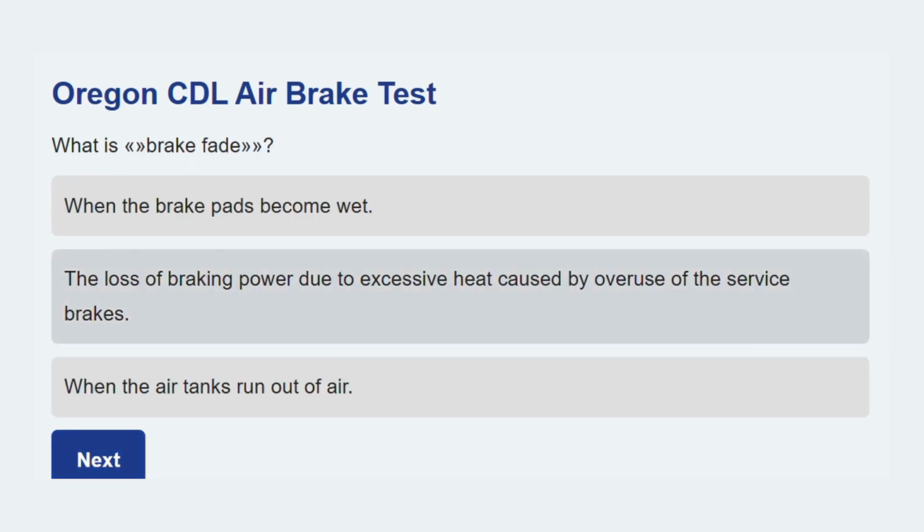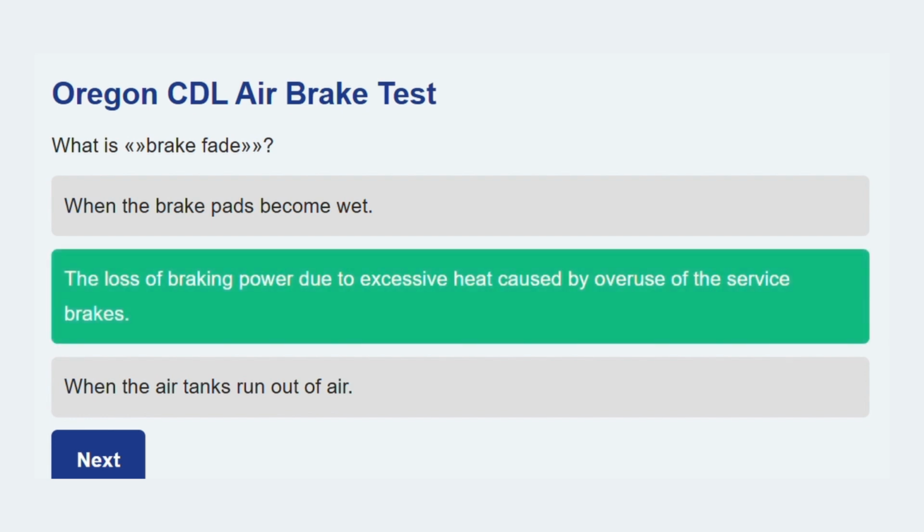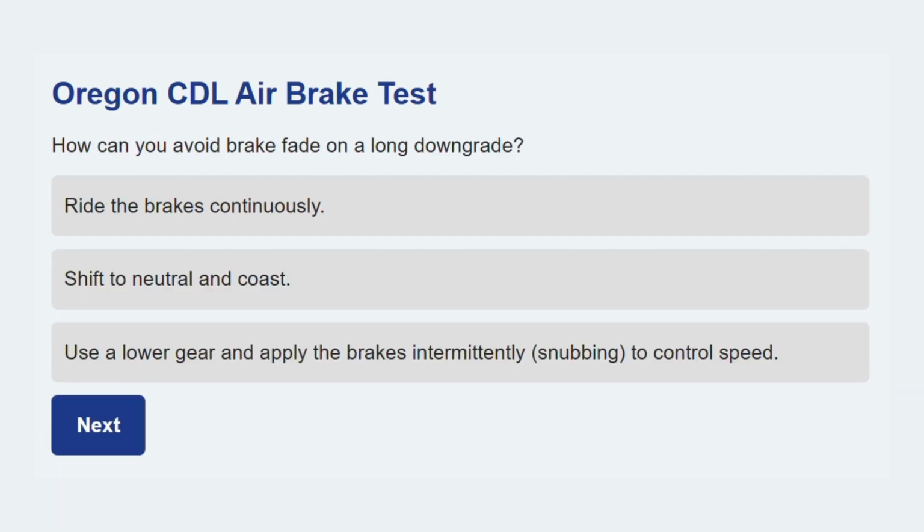All right, let's see. What is brake fade? The loss of braking power due to excessive heat caused by overuse of the service brakes. Brake fade is a serious condition that can lead to total brake failure.